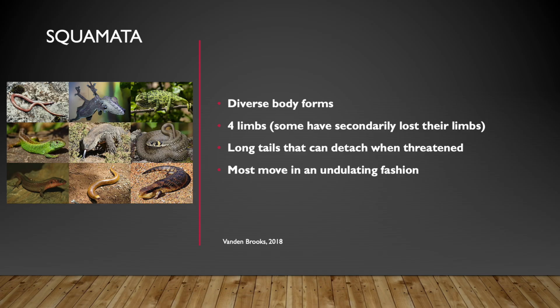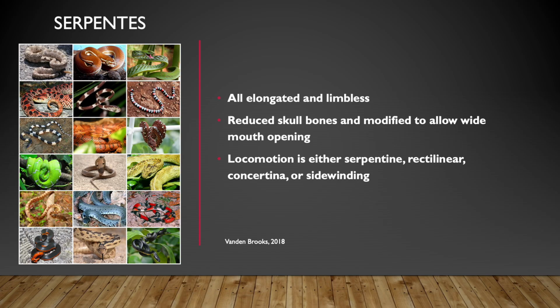Squamata also have diverse body forms. Some have limbs and some have secondarily lost their limbs. They tend to have long tails, which can detach when being threatened by a predator. It gives them the opportunity to try and escape. Most of them still move in an undulating fashion, which is the ancestral trait. Citation Vandenbroek 2018.